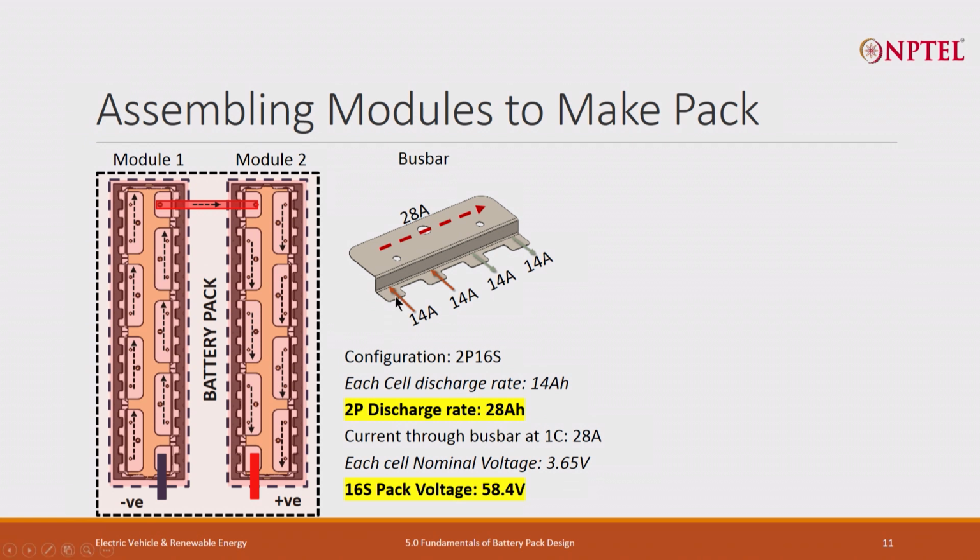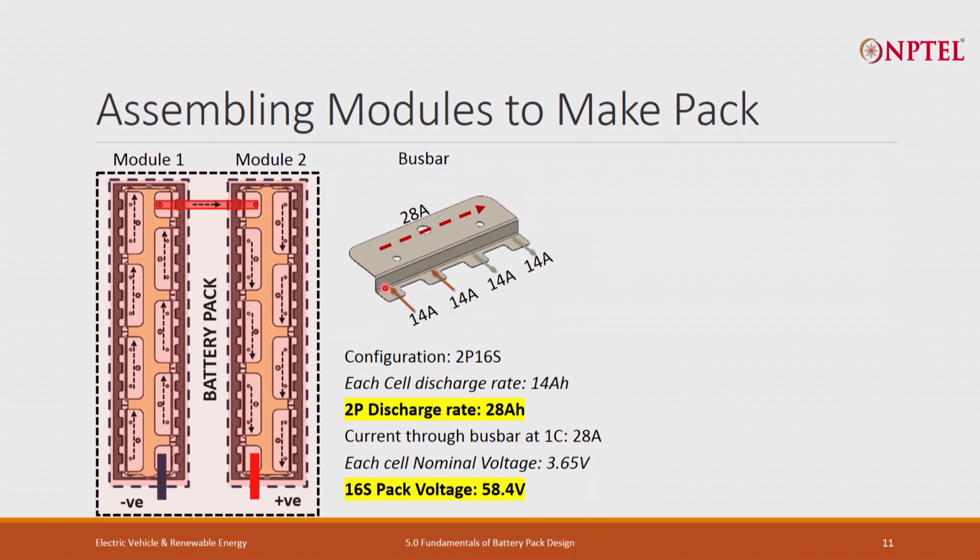Here it is one cell, and we have the second parallel cell here, both the cells together are sending 14 ampere, 14 ampere. So, total current becomes 28 ampere. So, the 1C rating of this pack is 28 ampere. Then in the series it is going to the battery 14 ampere, again in the next it will come out 28 ampere together, 14 plus 14. So, the current through the bus bar at 1C rate is 28 ampere.